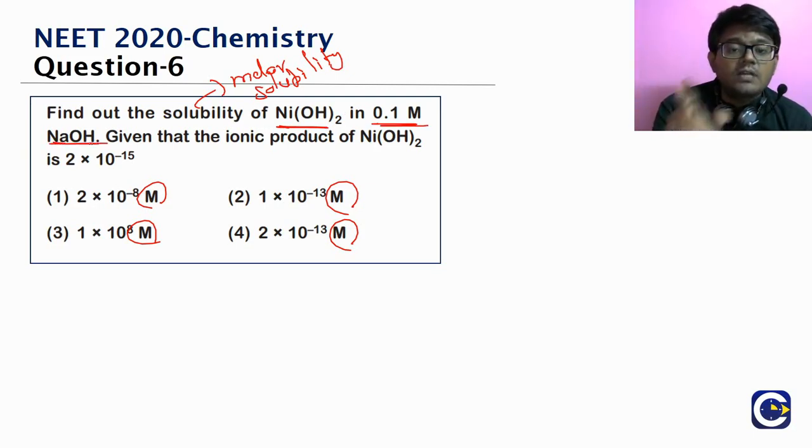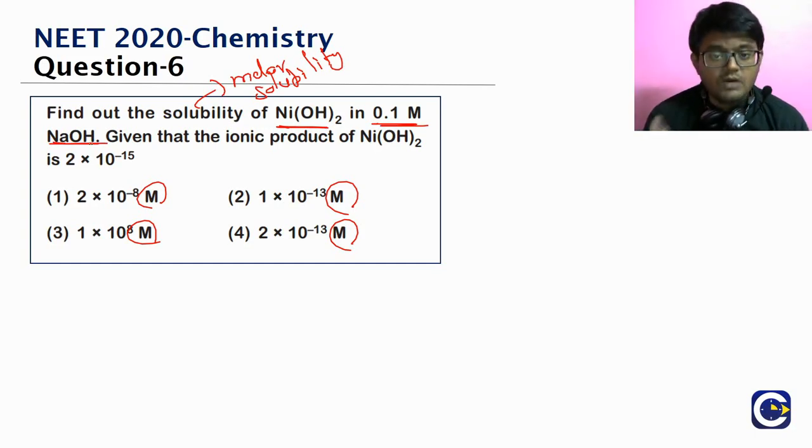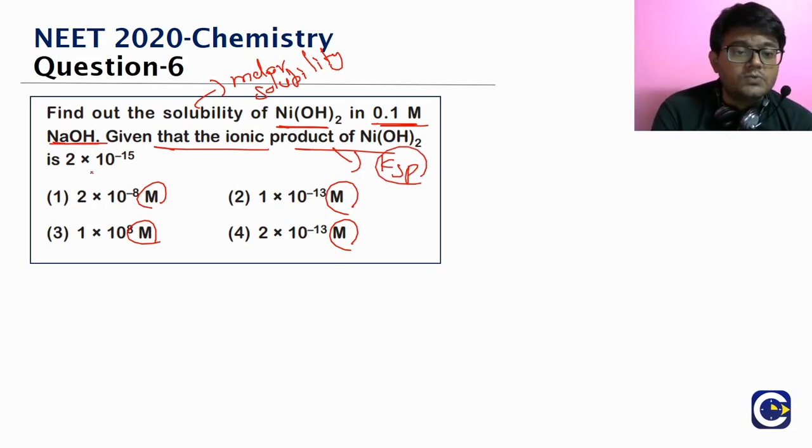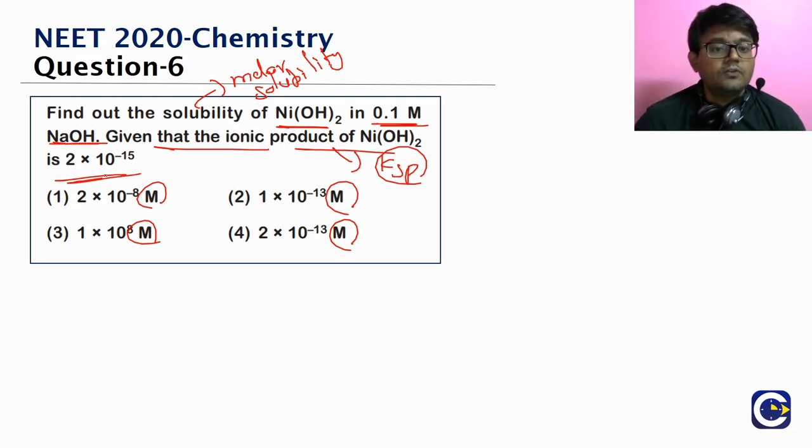Here we will have the common ion effect. Common ion effect is going to be observed. What is given to us? The ionic product, KSP, of nickel hydroxide, Ni(OH)2, is 2 × 10^-15. So we need to find the solubility of the nickel hydroxide from this.